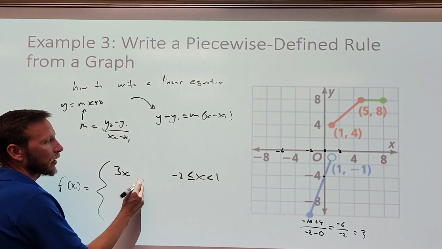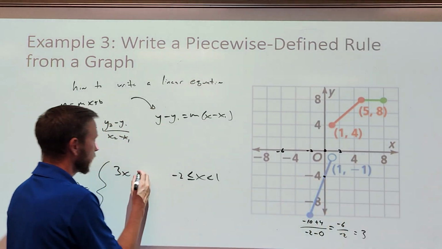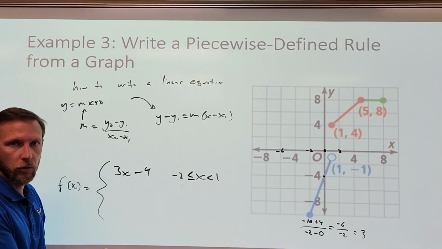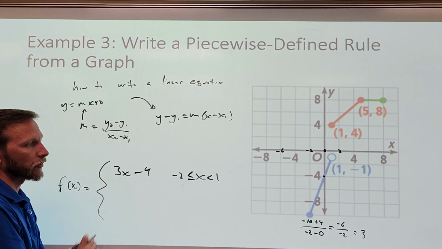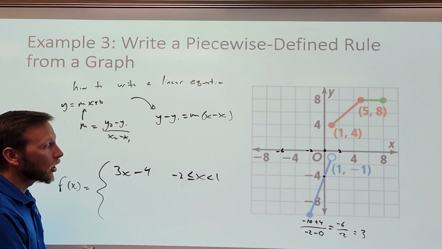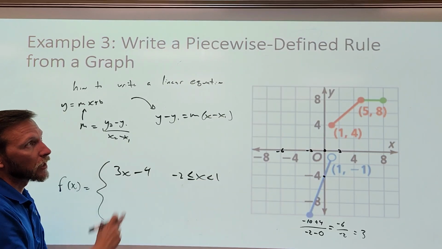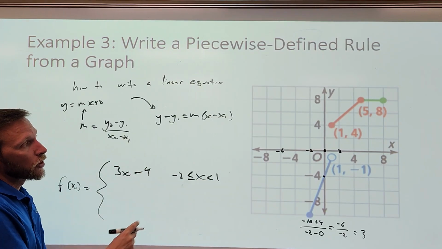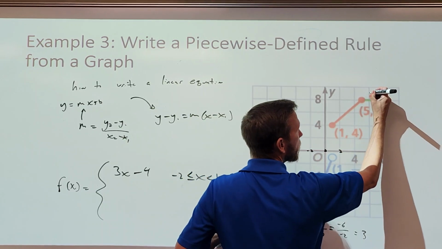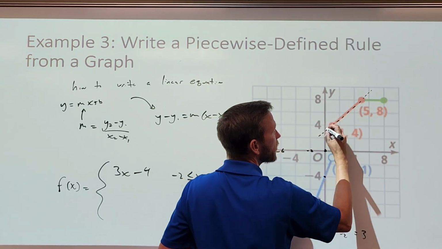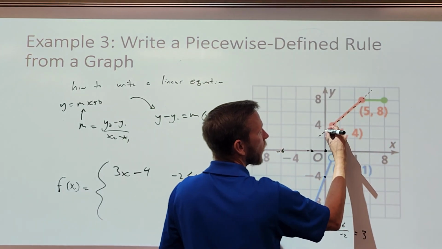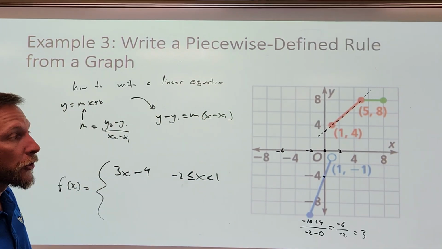So I'm going to have 3 times x, and then what's the b value? The b value is -4. There you go. We've got the equation y equals 3x minus 4 for the blue part. But only for -2 is less than or equal to x is less than 1. Then for the red part, we have this line. And now if I'm going to extend this out, we would see that the y-intercept would be at 3.